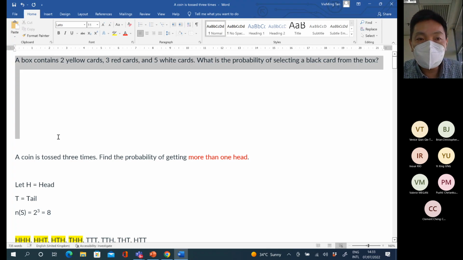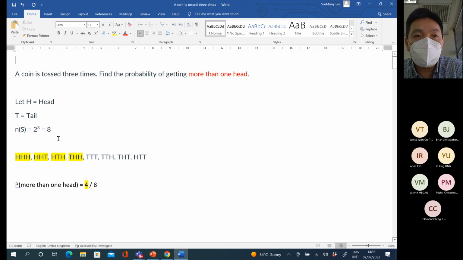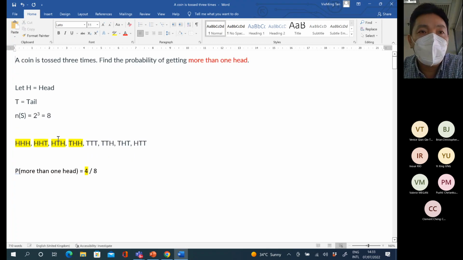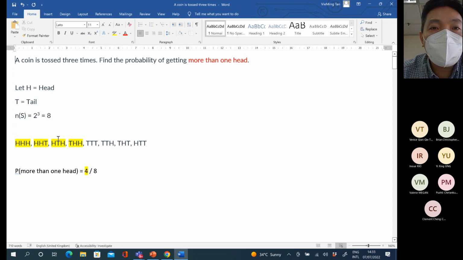Okay, next question. Let us analyze the question. A coin is tossed 3 times. Tossed 3 times can also be equivalent to throwing 3 coins at the same time, same meaning. So a coin is tossed 3 times. That means this includes 3 activities. There are 3 events or 3 activities in this question.